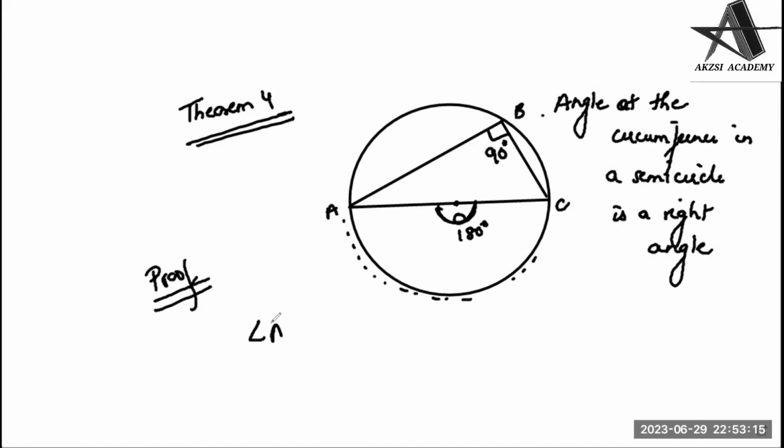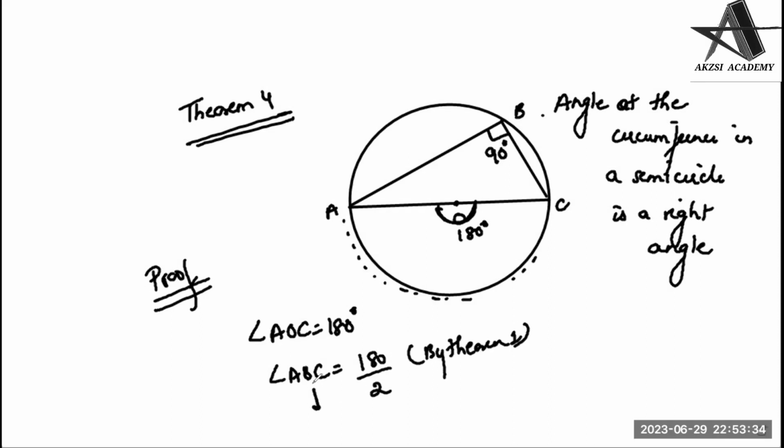So I can say angle AOC is equal to 180 degrees. This is the angle subtended by the arc AC at the center. And angle ABC is what? 180 by 2, by theorem 1. Angle ABC is the angle subtended by AC at the circumference, and this is always half of that at the center.